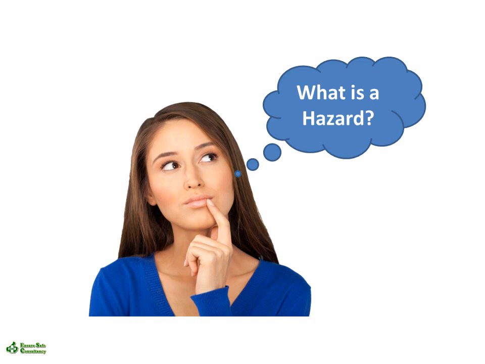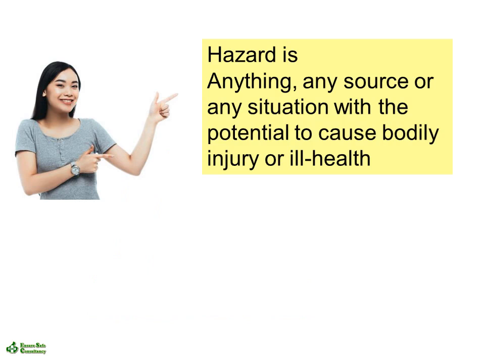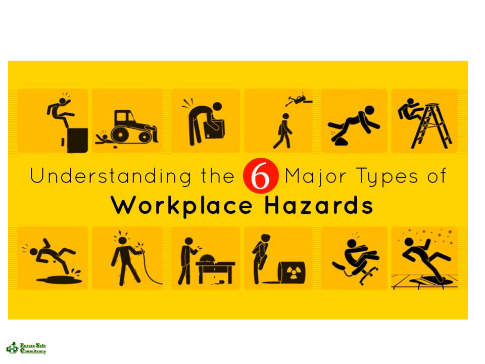Can we discuss a key word in RA preparation? What is a hazard? Below is the meaning of the word hazard. Hazard is anything, any source or any situation with the potential to cause bodily injury or ill health. The image below shows the major hazards in the workplaces. Understanding the 6 major types of workplace hazards.